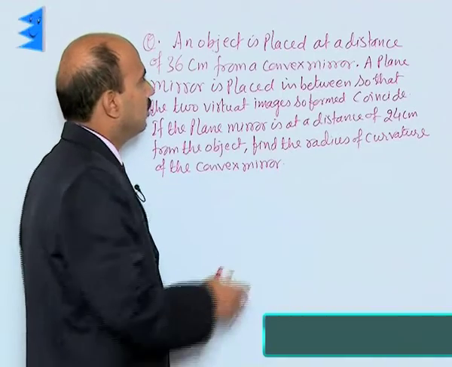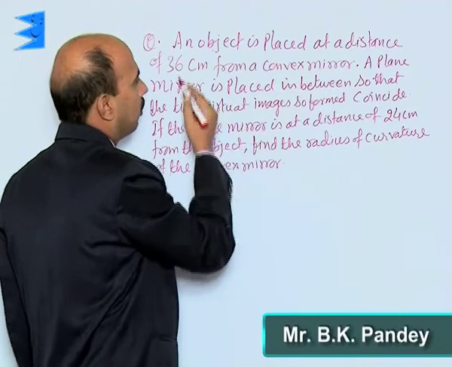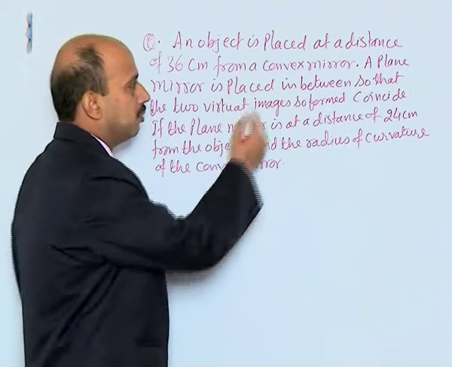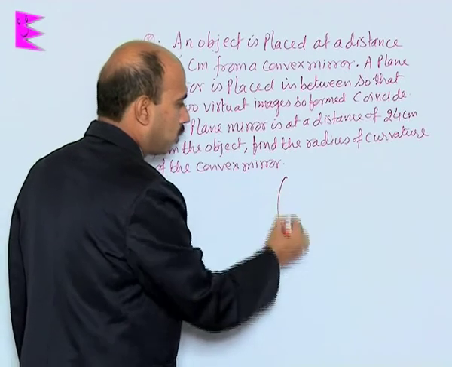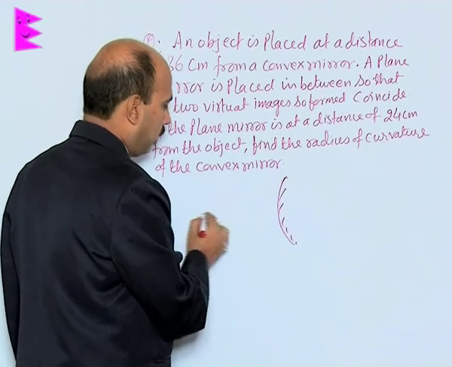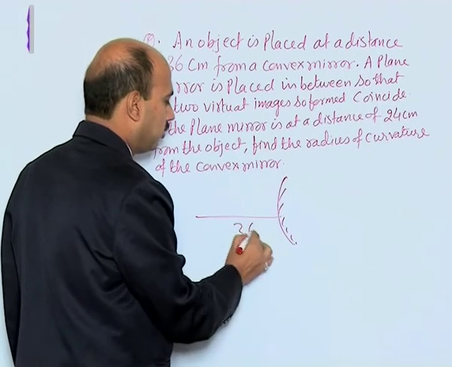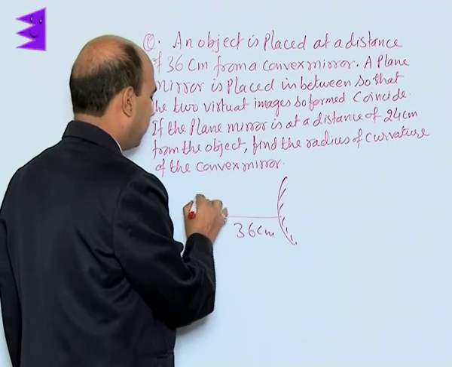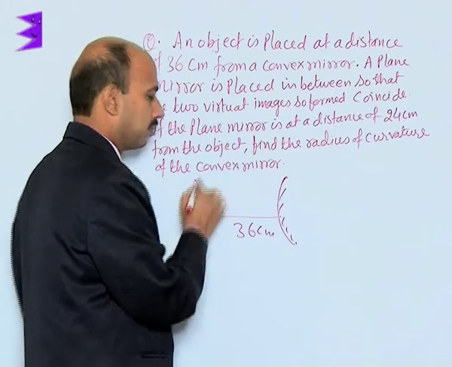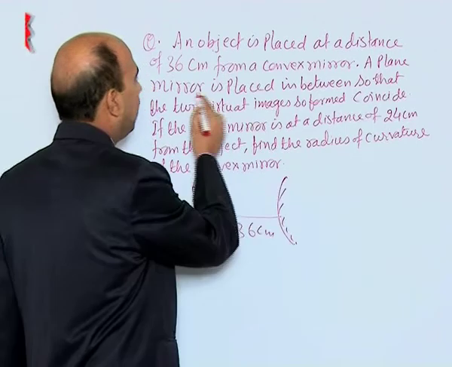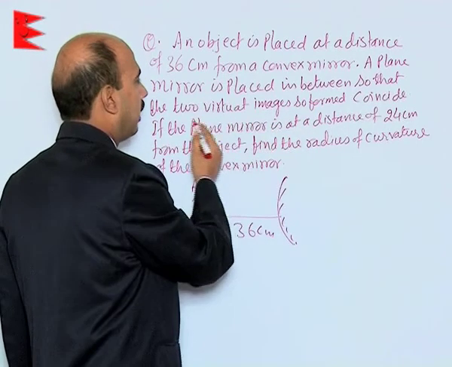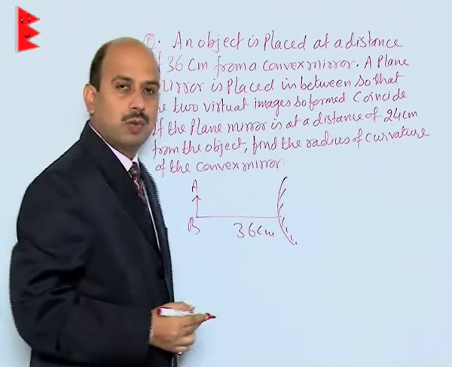Now see in this question, an object is placed at a distance of 36 centimeter from a convex mirror. Suppose you have got a convex mirror like this, an object is placed at a distance of 36 centimeter, object is somewhere here AB. Now a plane mirror is placed in between so that the two virtual images so formed coincide.